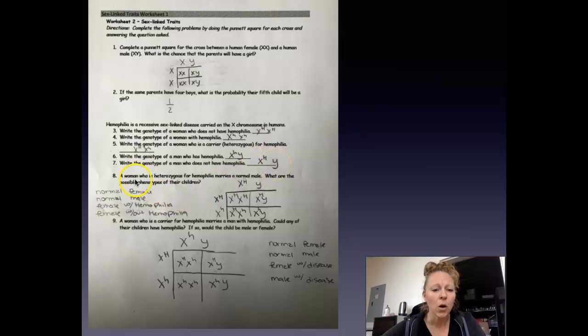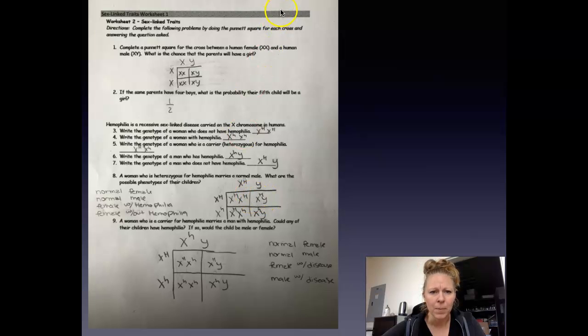And so here, a woman who is heterozygous for hemophilia, so big H, little h, marries a normal man, X, big H, Y. What are the possible phenotypes of their children? So here we have a normal female. We have a normal male.